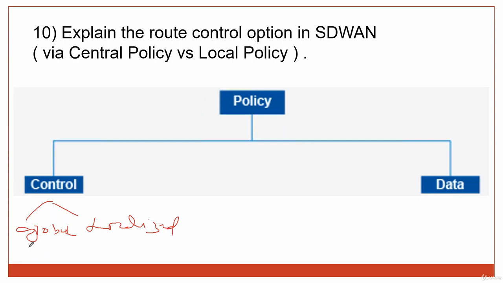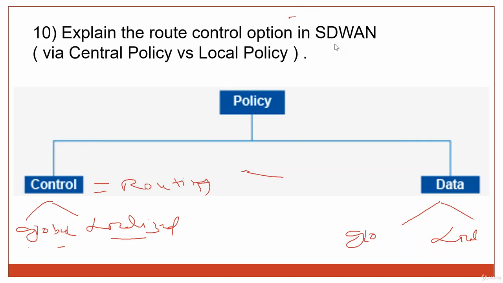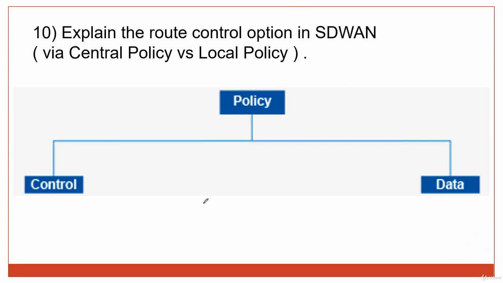Actually, the term is globalized, localized. Again, the data policy may be globalized or localized. So that means the policy is a global control policy or a localized control policy. Now, control policy, you can think of at this point as very much like routing policy. And we know that whenever we are talking about routing in SD-WAN, we have the vSmart, which understands only OMP, correct?